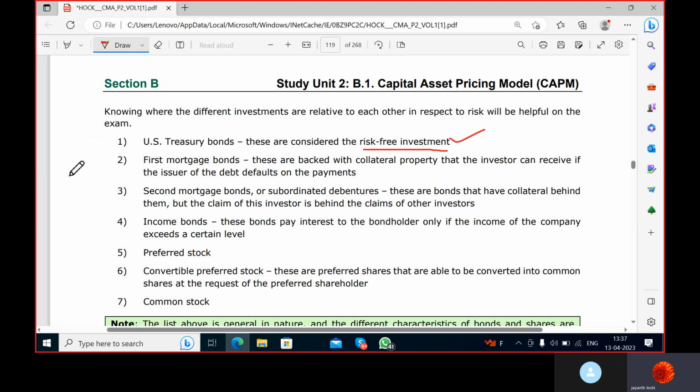Investment. All the black money in the world which goes to Swiss banks, the Swiss banks also buy treasury bonds, because they consider this the most secure investment.